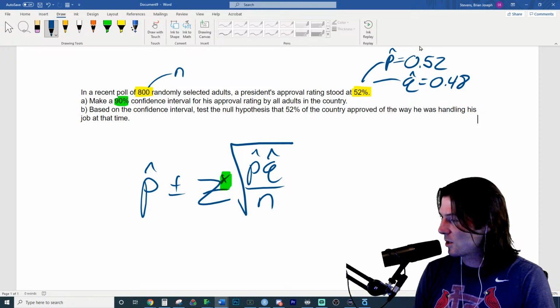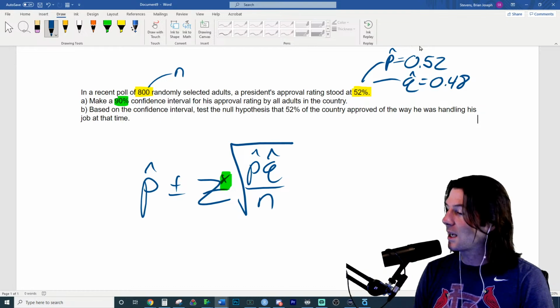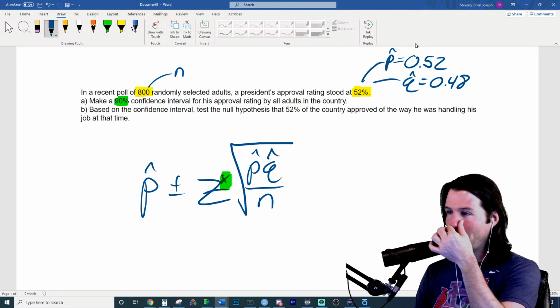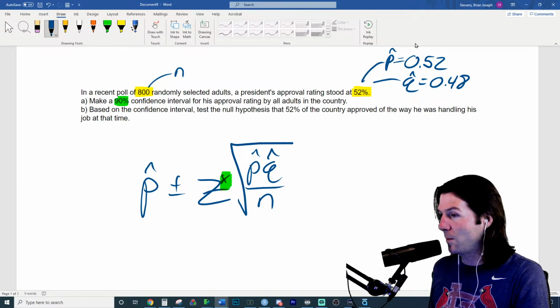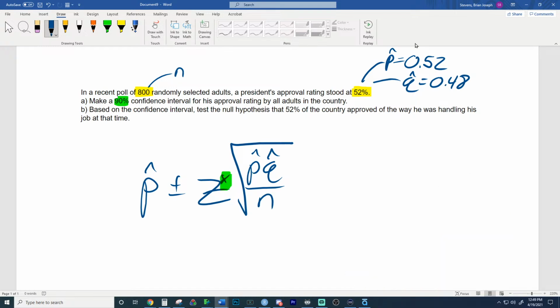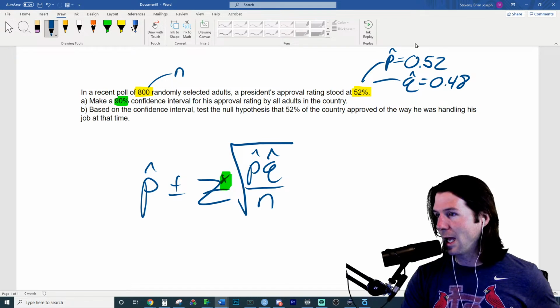So just to make sure I understand, P comes first in the alphabet and P comes from... yes, exactly. Why did I read first in the alphabet? I think I was thinking about 320 for a moment. P is for the population, P hat is for the sample. That's exactly right, Morgan. So the goal of this interval is to estimate P from P hat.